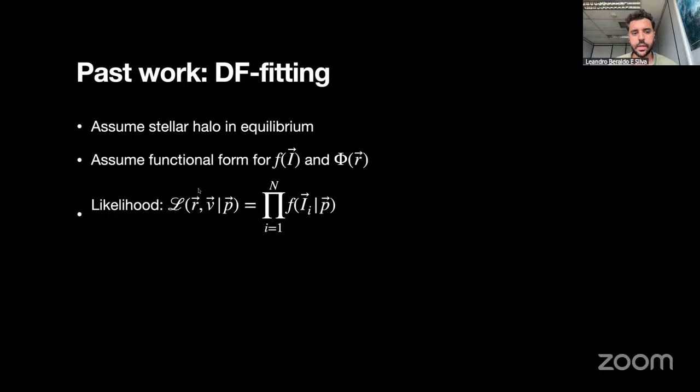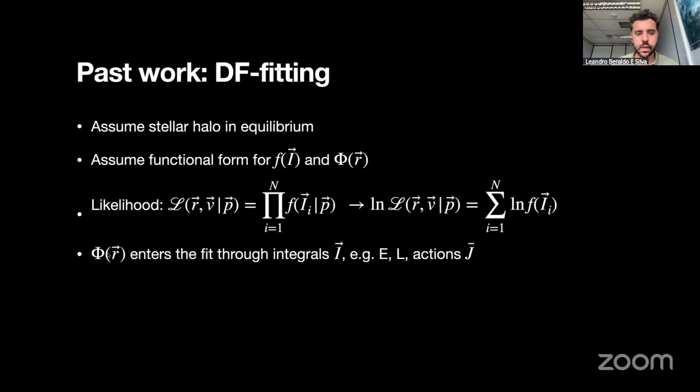And then you define the likelihood of your sample as the product of your DF evaluated at every point in your sample. And then you have your log likelihood, it's just this expression here, the sum of log F evaluated at every point in your sample. And the thing is that the potential that you want to constrain enters the fit through the integrals of motion, because for a fixed sample, for fixed positions and velocities, the value of the integrals depends on the potential that you are probing, be it the energy. The angular momentum doesn't depend, but the actions also depend.